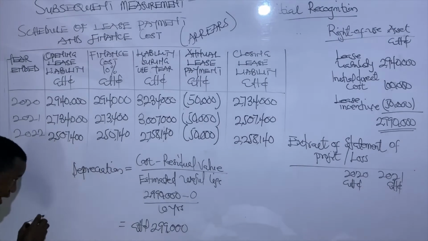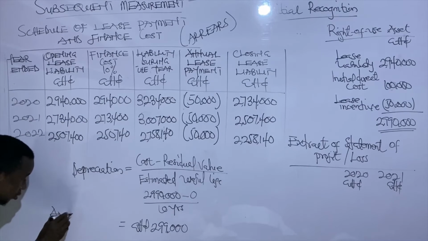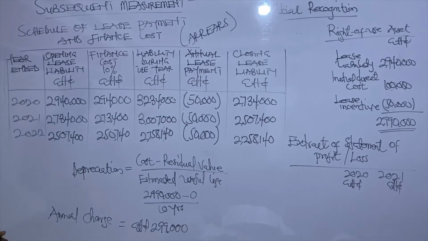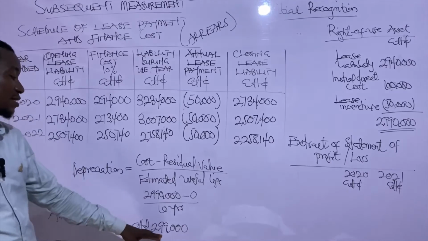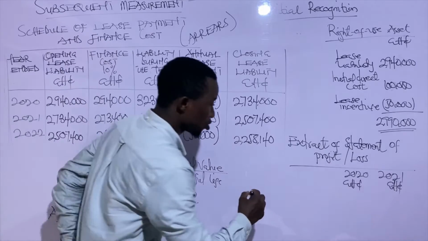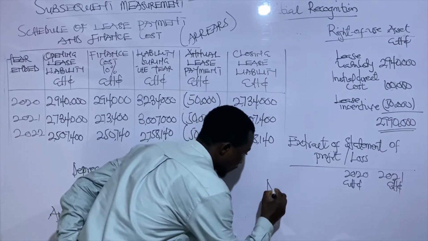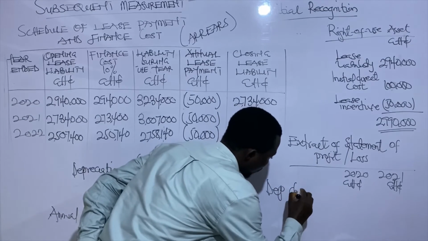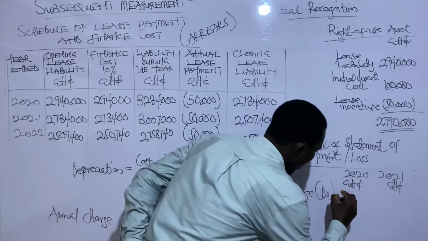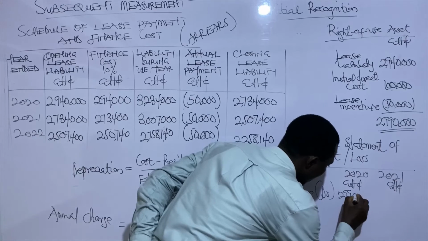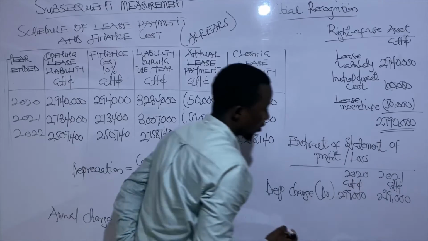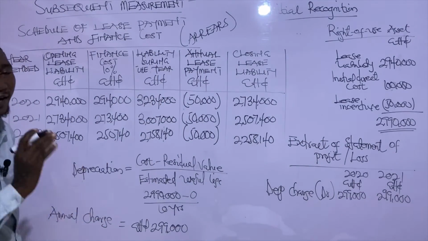This is the annual charge for the year. That is the annual depreciation charge. So annually, 299,000 will be charged to the statement of profit or loss as the depreciation charge. So I will say depreciation charge, it is debit. We debit the statement of profit or loss with an amount of 299,000 each year. 299,000. Very good. The next thing to look at is the finance cost.